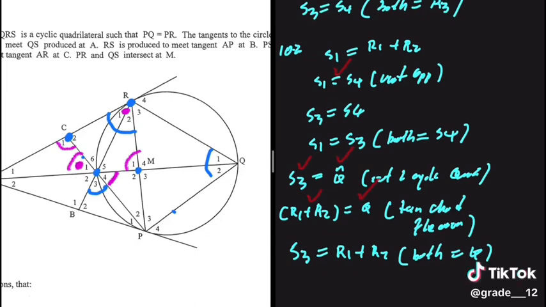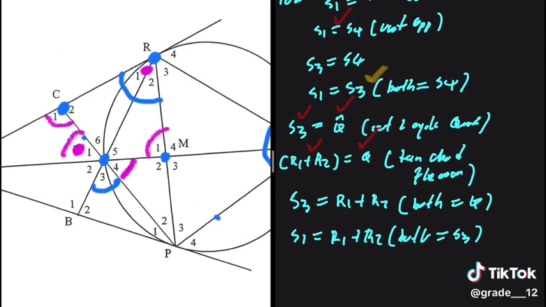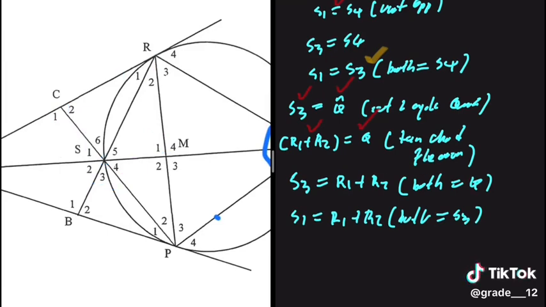Okay, but what we are required to prove is that S1 is equals to R1 plus R2. But we have proved that S1 is equals to S3. So now we're going to say that S1 is equals to R1 plus R2. This is because both of them are equals to S3. Like I said at the start of the question, we are writing angles in terms of each other. There's no value in this question, okay? So let me just erase for the sake of clarity. We have proved that S1 is equals to R1 plus R2.